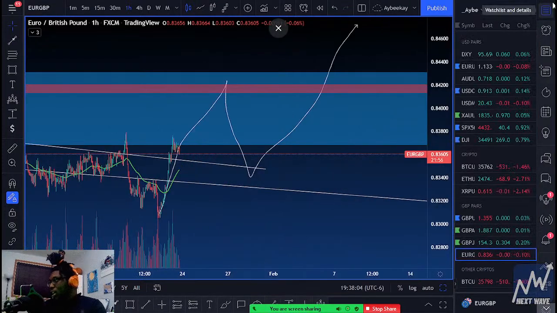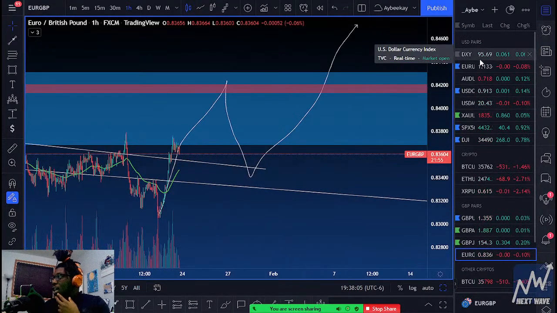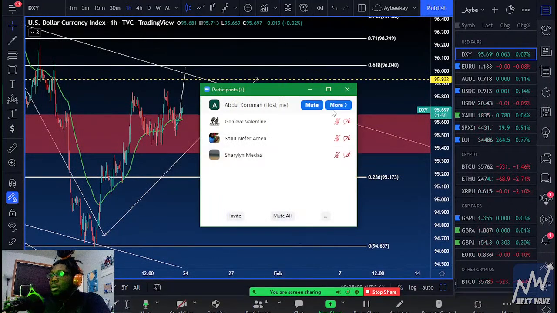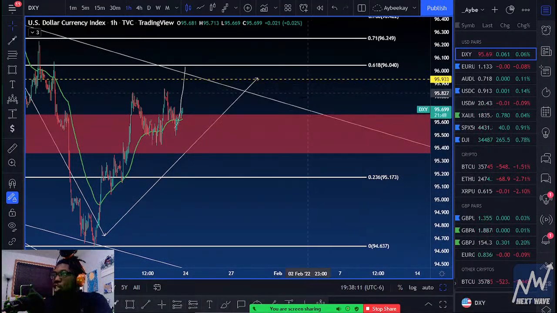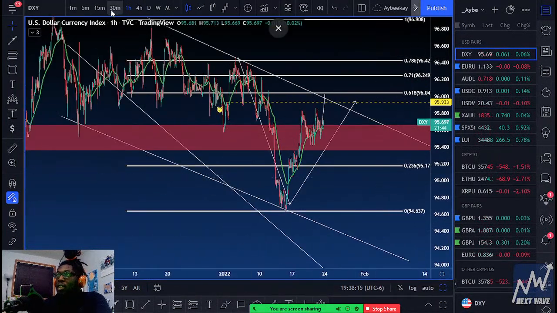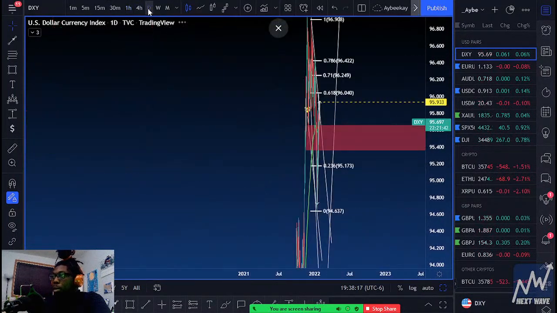So with that being said, are there any other pairs that anybody wants me to look at? This was a long analysis, I know, but I like doing these long analyses because I only get to do them once or twice out of the week, and then for the rest of the week I know what I'm going to be playing off of.